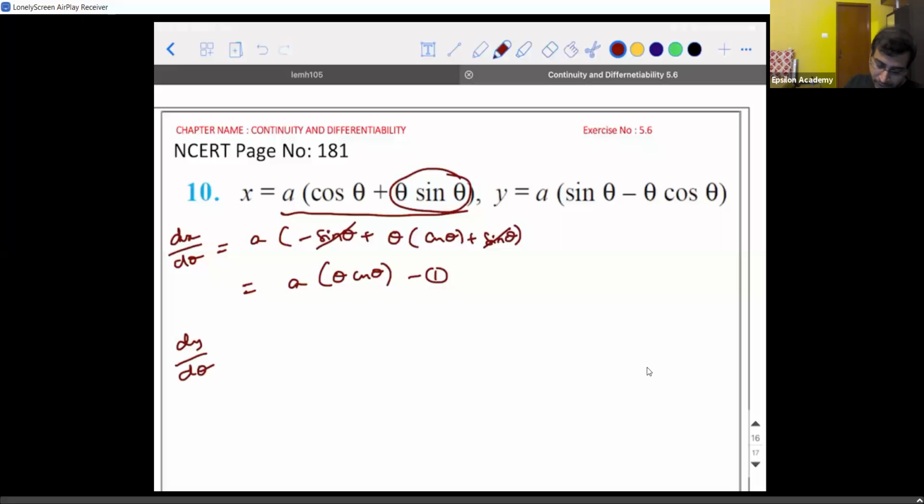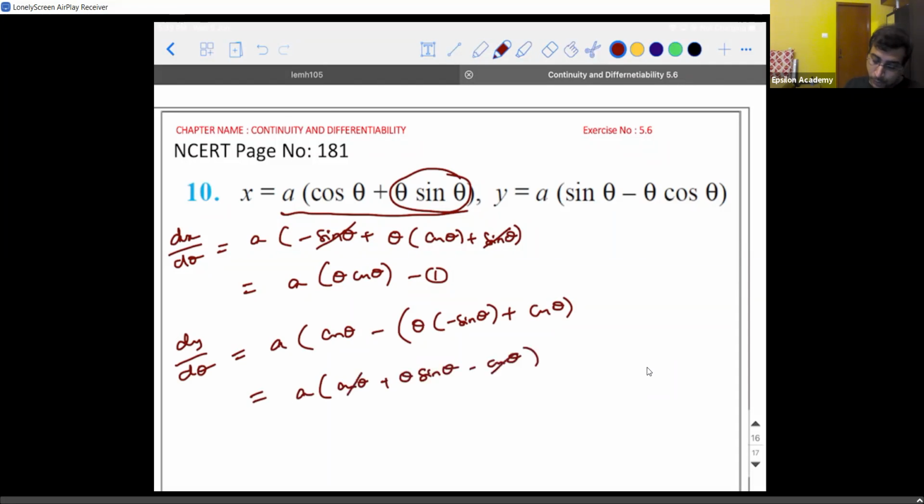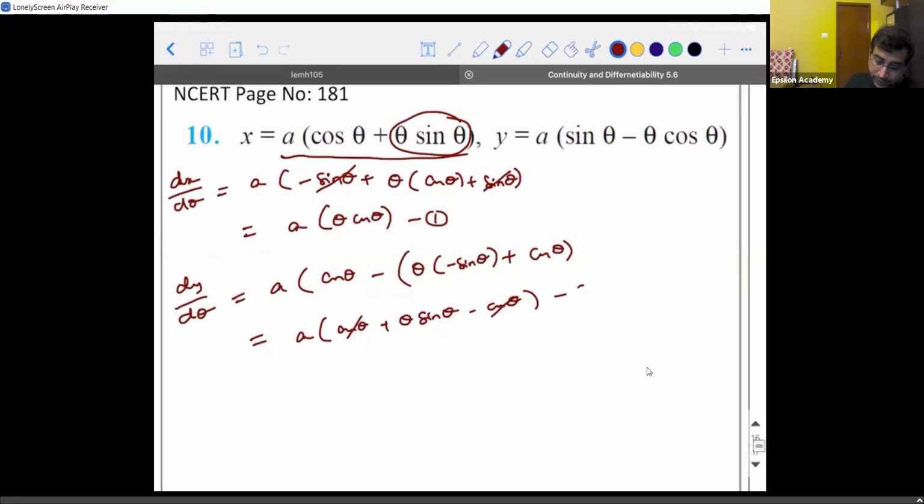So what is dy by d theta? A into derivative of sin theta is cos theta minus theta into minus sin theta plus cos theta into 1. So a into theta into sin theta. So dy by dx would be equal to a into theta into sin theta divided by a into theta into cos theta. A and a will get cancelled. So this will be tan theta.